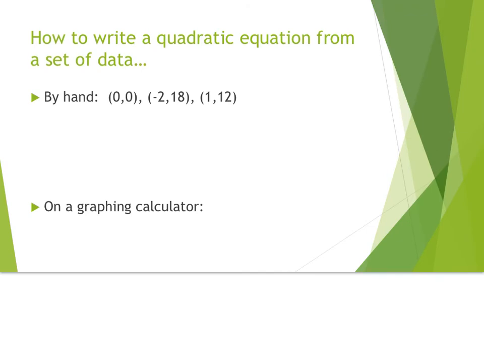You should be able to write a quadratic equation from a set of data both by hand, algebraically, by writing a system of 3 equations, and on your graphing calculator. So if I do it by hand, what I'm going to do is take an x and a y 3 times and plug it into our standard form of a quadratic, y equals ax squared plus bx plus c. So if you remember a line, you need 2 points to write an equation of a line. You need 3 points to write an equation of a quadratic.